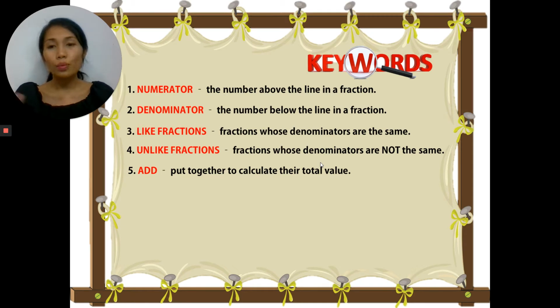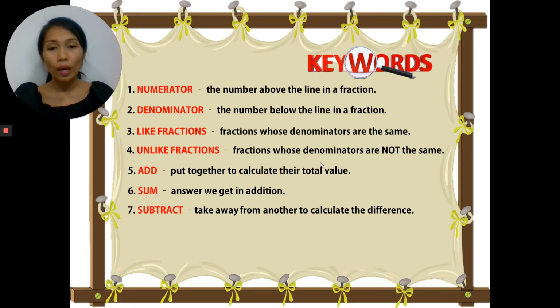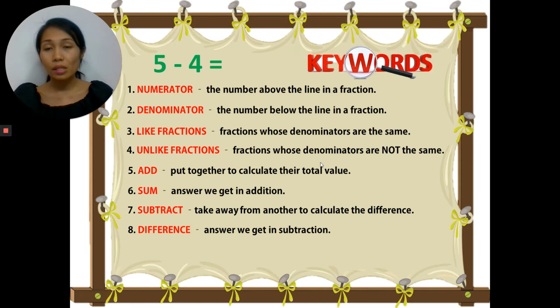Okay, to add means to put together. We use the symbol plus to add. And the answer is called the sum. So in here, 5 plus 4 equals 9. 9 is the sum. So when we say find the sum, that means you have to add. Okay, now subtract means to take away from another to calculate the difference. In here, 5 minus 4, we use the symbol minus for subtraction, and the answer is called the difference. So in here, 5 minus 4 equals 1. 1 is called the difference.